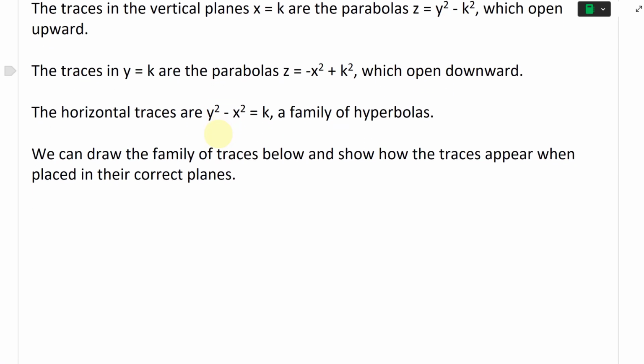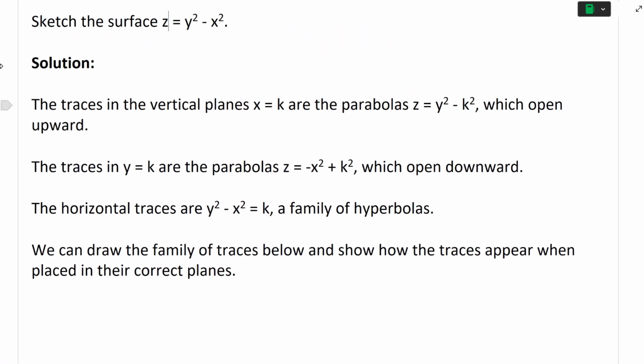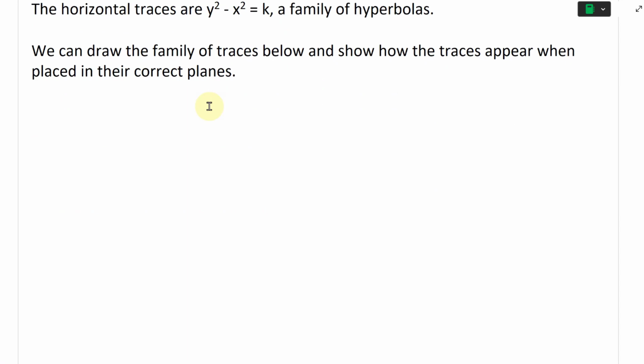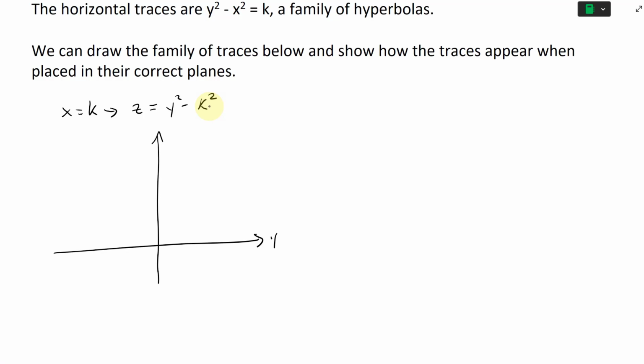So for example, let's say the first one, the first trace is the vertical ones, x equals k, and then we'll have z equals y squared minus k squared. So if we have this in 2D, x equals k, so we're going to get the traces z equals y squared minus k squared. And then if we draw this in 2D, if this is the z-axis and this is the y-axis, at k equals 0, we just have a basic parabola. Remember, the k just shifts it.